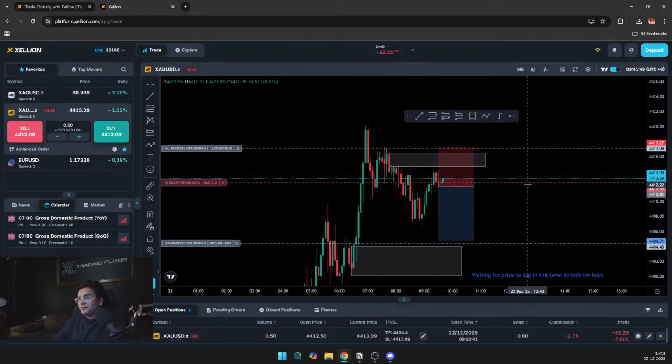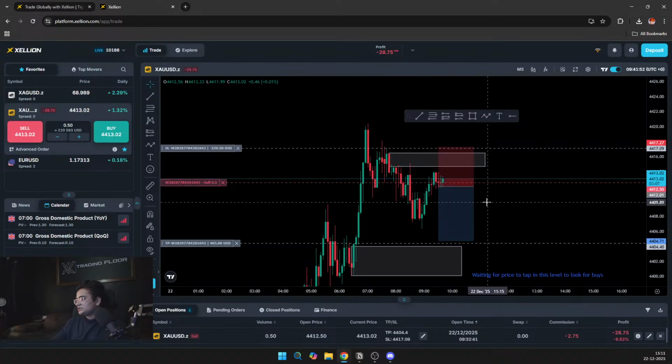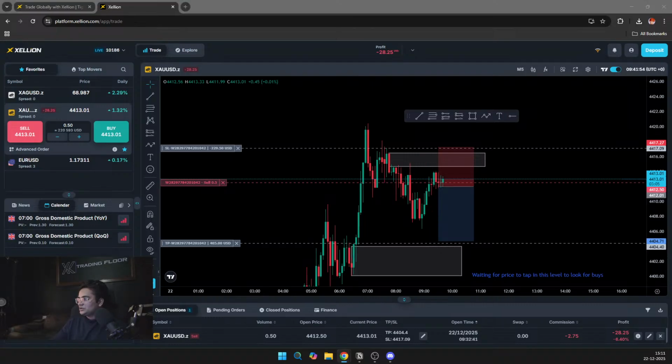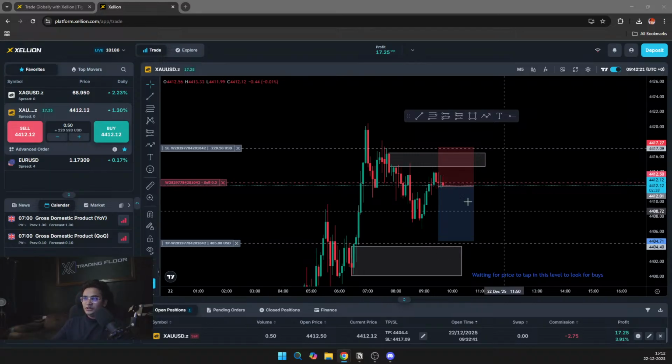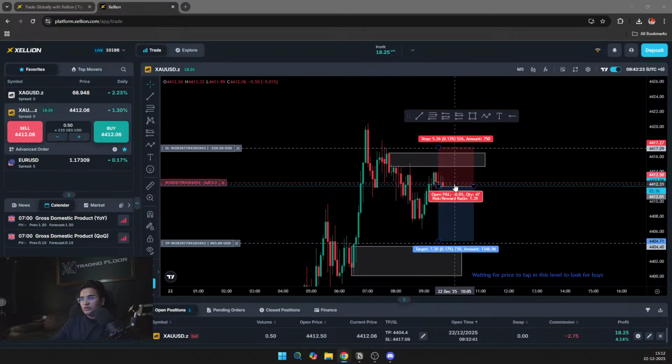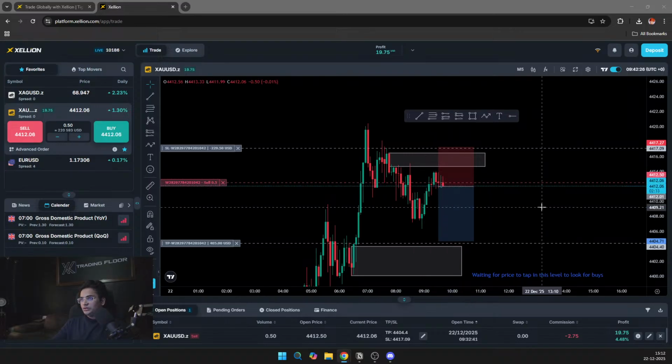As I said, if we do tap into this level, then we can still see some rejections. So that's why my sell is above that zone. There we go. Finally, we are seeing some rejections again at the top level. So possibly we can see a run down.